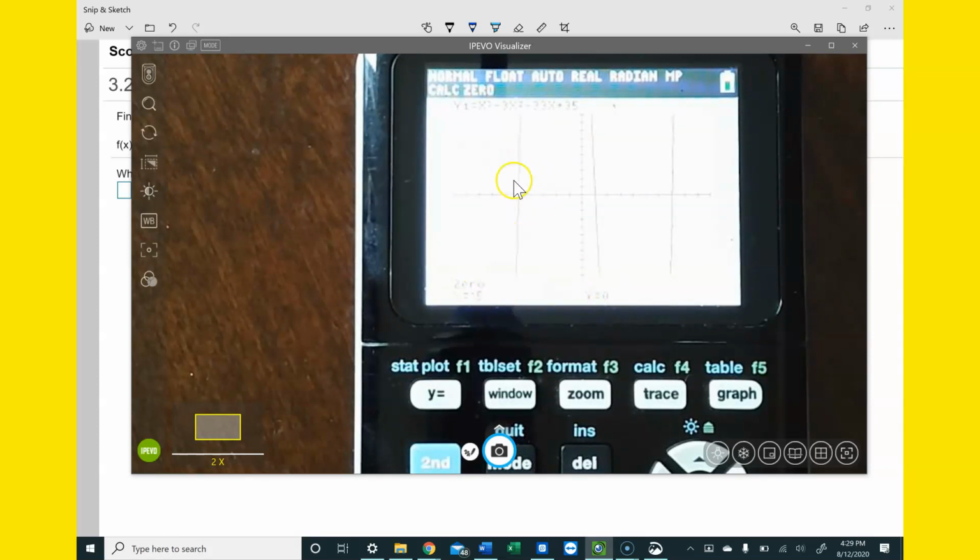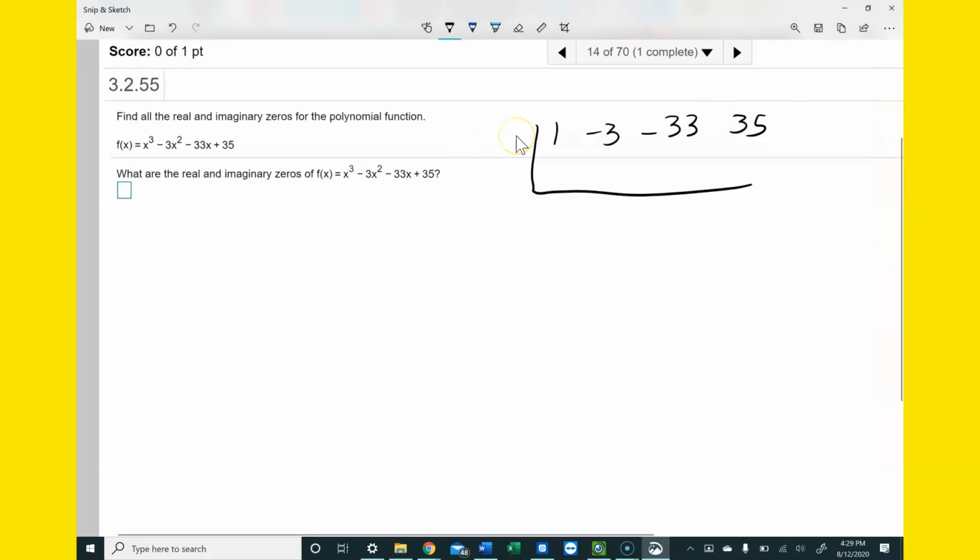So negative 5 is one of my zeros. So I know that I could have used negative 5 and it would have worked outside of this box. Now what did we use? I think we used 1, and so you can use different numbers outside of the box, and it can still work.